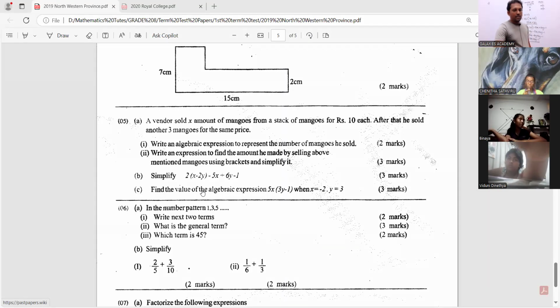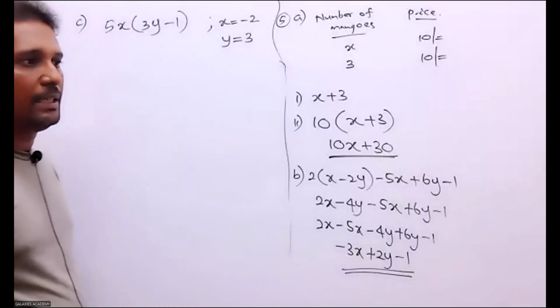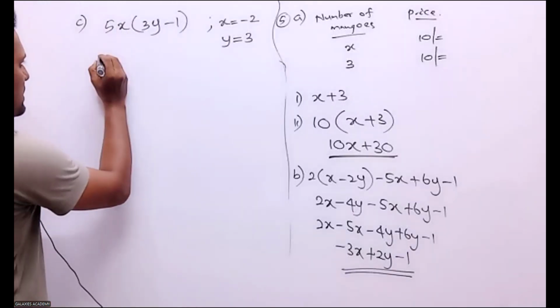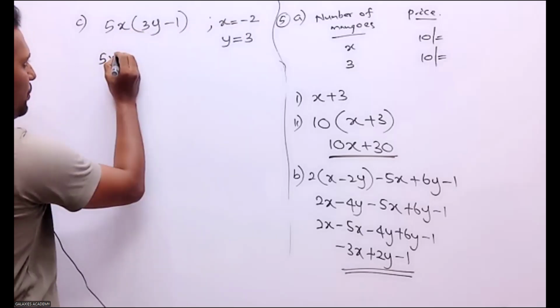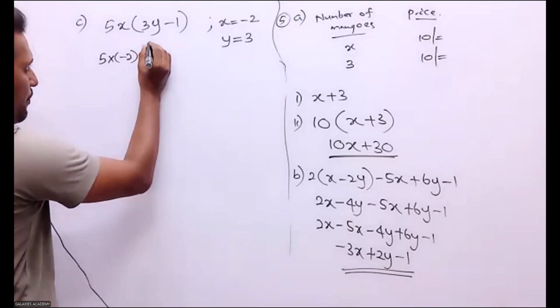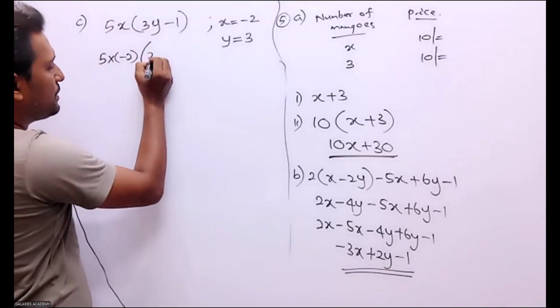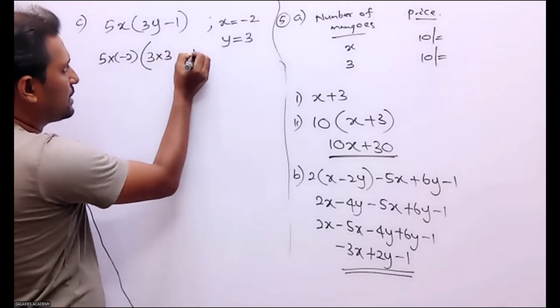Find the value of the algebraic expression 5x bracket 3y minus 1 when x equal negative 2 and y equal positive 3. Right. Now you have to substitute x equal negative 2 and y equal positive 3. 5x, 5 multiply x is negative 2. Bracket 3y, 3 multiply 3 minus 1.